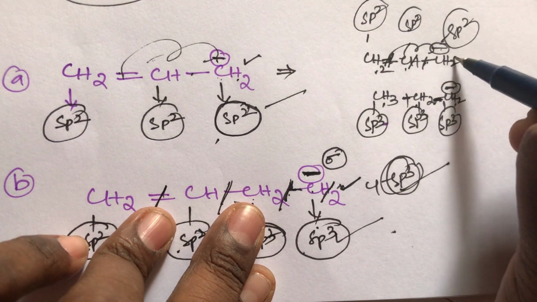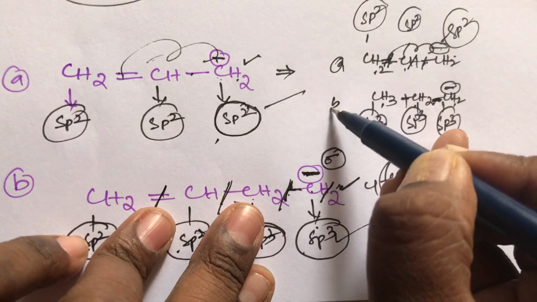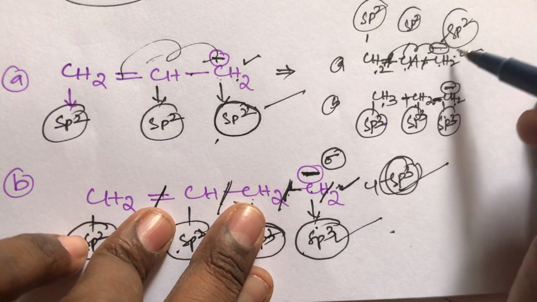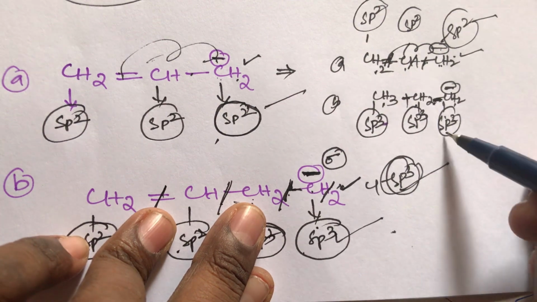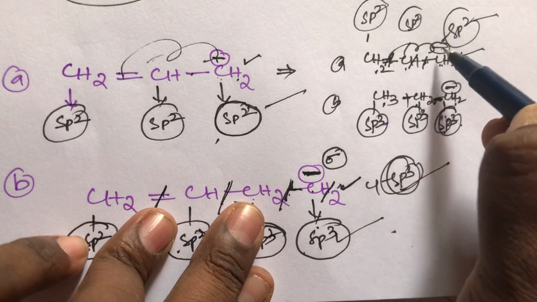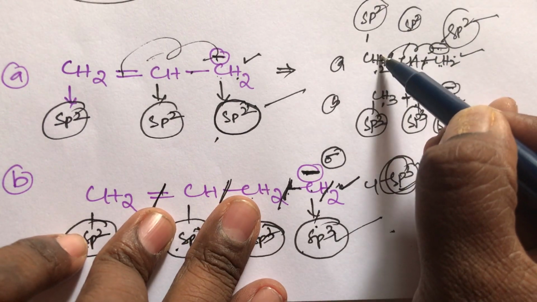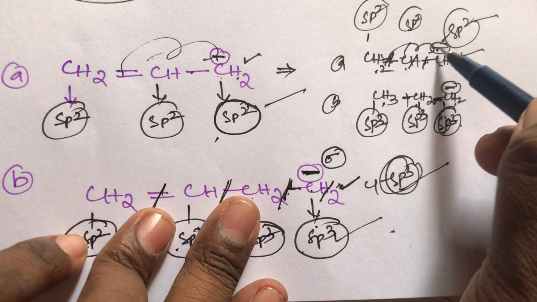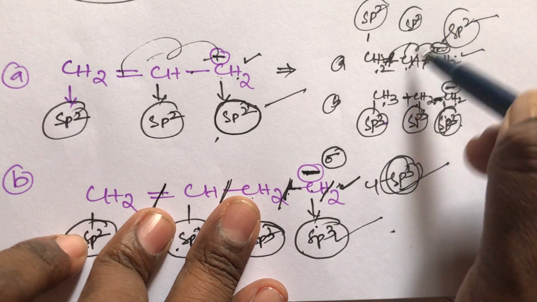This is compound A, this is compound B. Compound A also has a negative charge, compound B also has a negative charge. But in compound A, this carbon undergoes sp2, but in compound B, this carbon undergoes sp3. What is the reason, student? This negative charge participates in the resonance. This negative charge is not permanent, so it participates in the resonance, so delocalization.